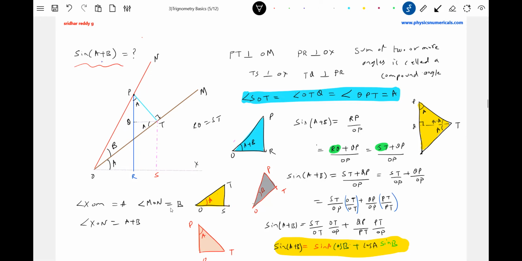Let me write it near the triangle: sine A equals ST by OT. Then look at this triangle, OTP. I just brought it here. Cos B, you can write it as OT by OP. Cos B.